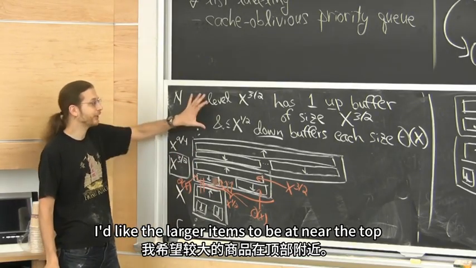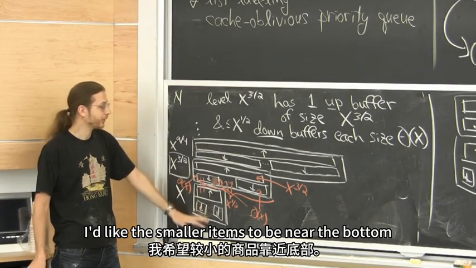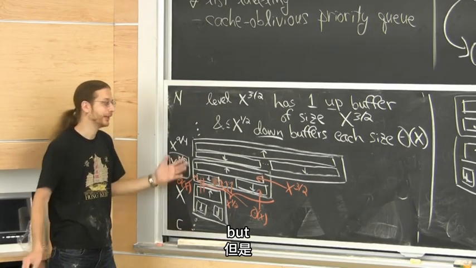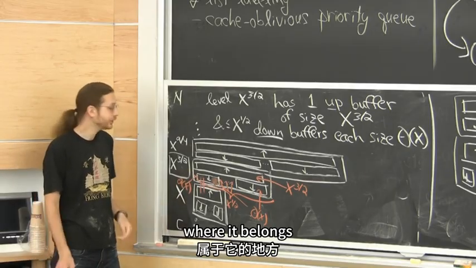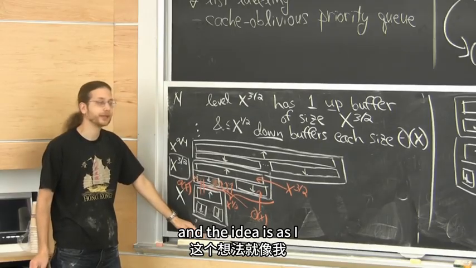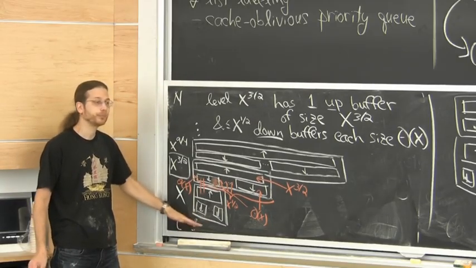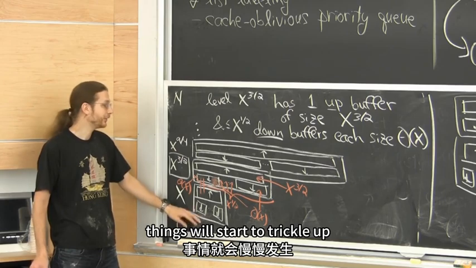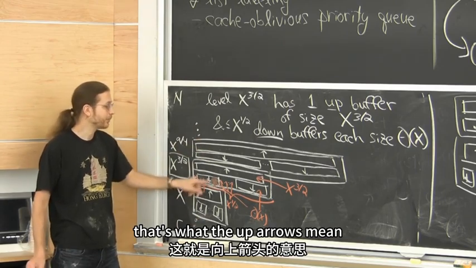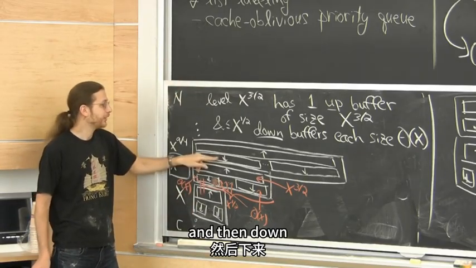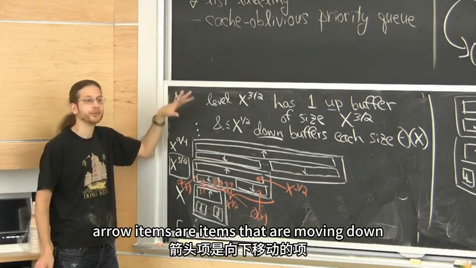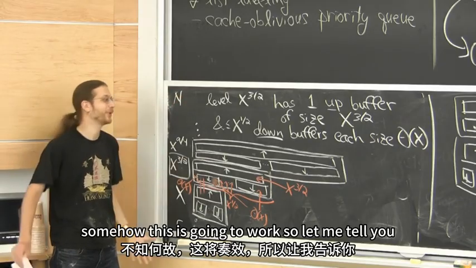I'd like the larger items to be near the top. I'd like the smaller items to be near the bottom. But it's kind of hard to know when I insert an item where it belongs. So I'll just start by inserting it at the bottom. And the idea is as I insert down here, things will start to trickle up. That's what the up arrows mean, that these items are moving up. And then down arrow items are items that are moving down. Somehow this is going to work.